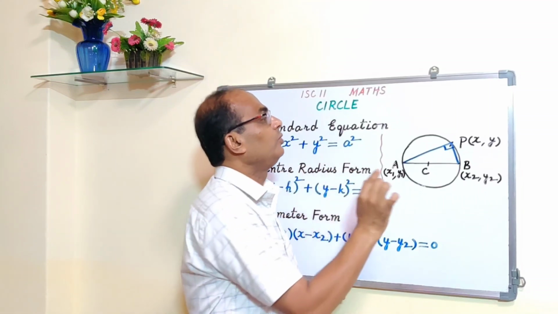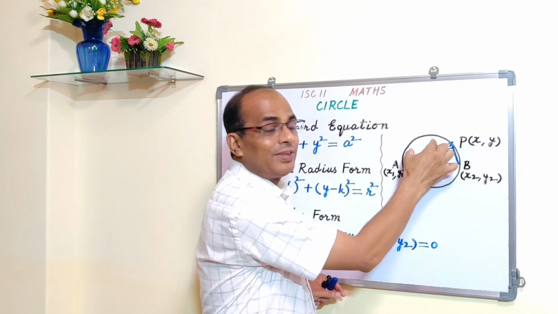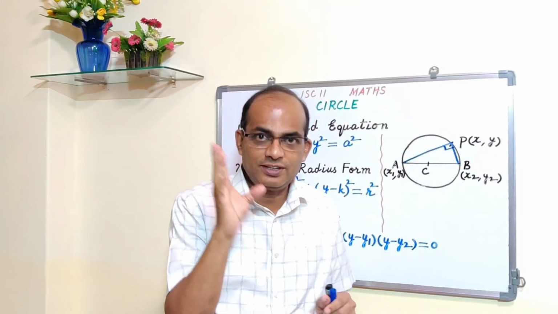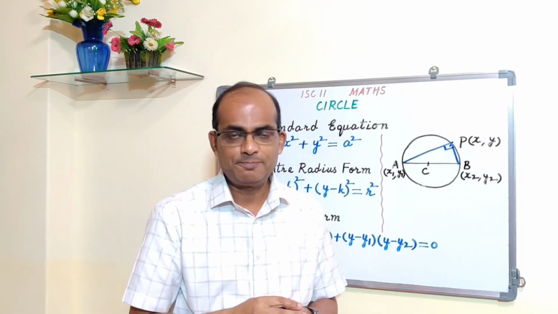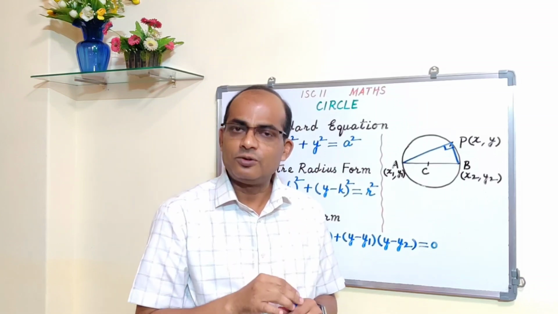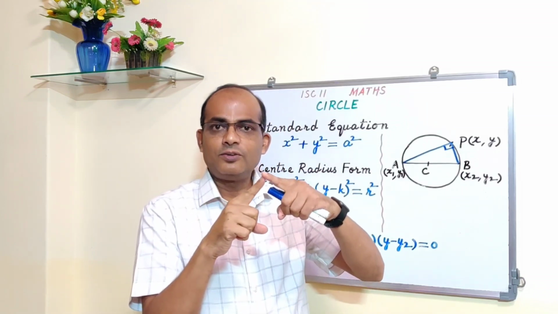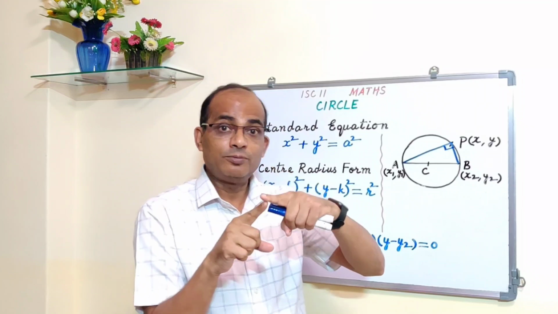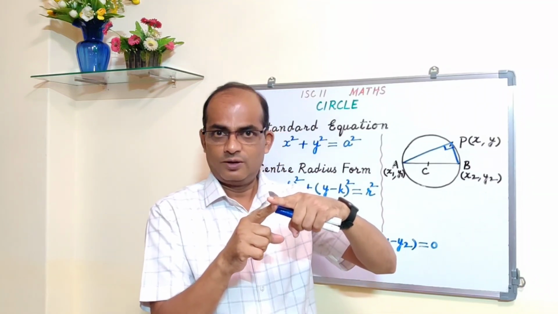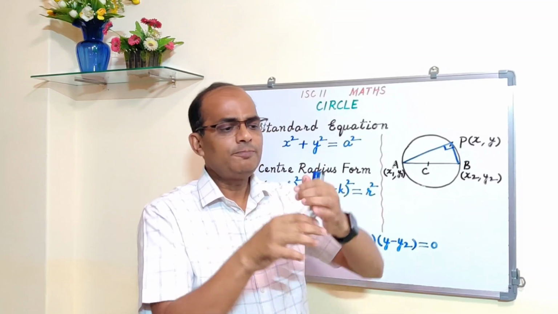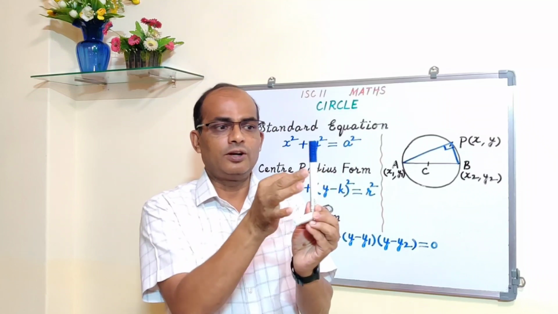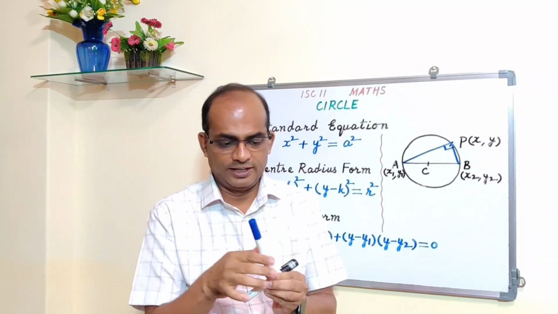Alright. Now what we do, we find out the slope of PA and that of PB, because they are perpendicular to each other, which we have studied in our straight line chapter, in class 11 also and in class 10 also. When two lines are perpendicular to each other, then m1 into m2 is equal to minus 1. You can see my previous video lessons on straight lines. So if two lines are perpendicular to each other, the slope of this is m1, that of this is m2, so m1 into m2 is equal to minus 1.